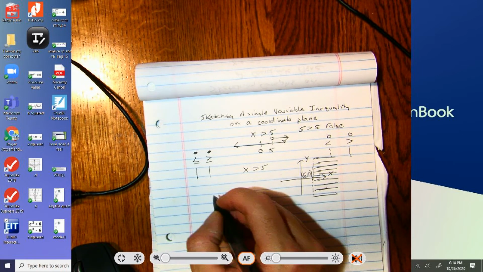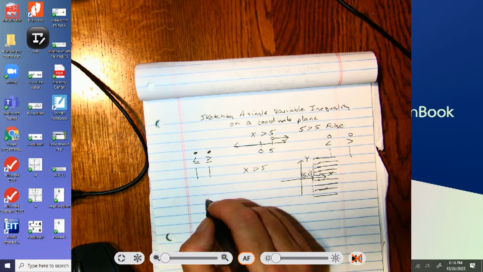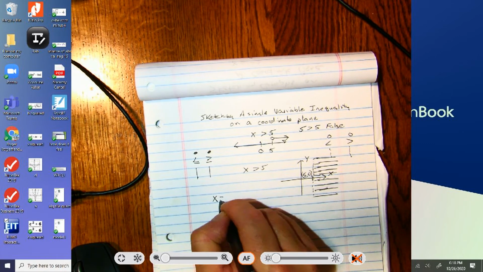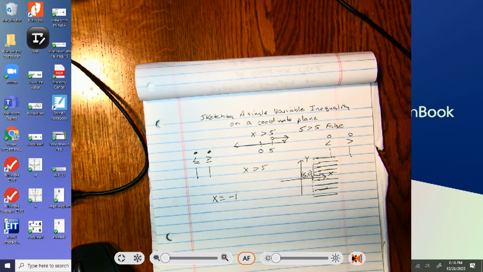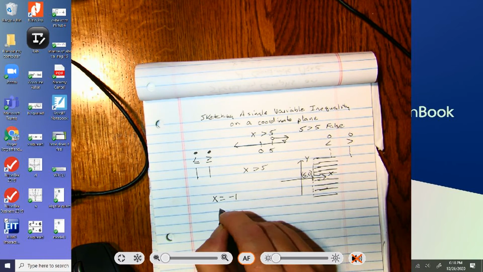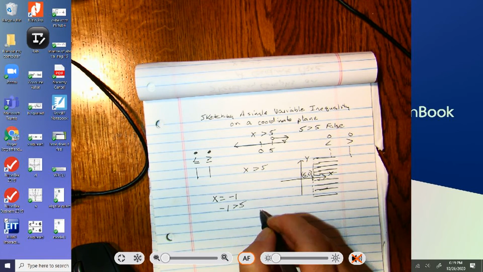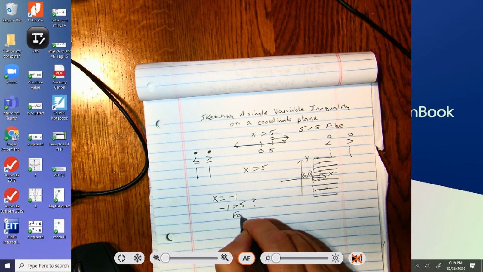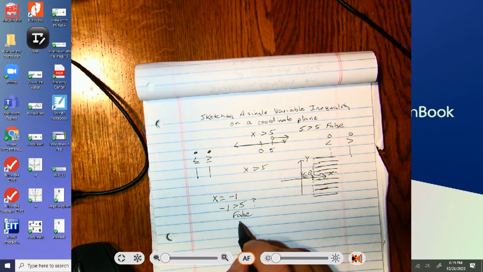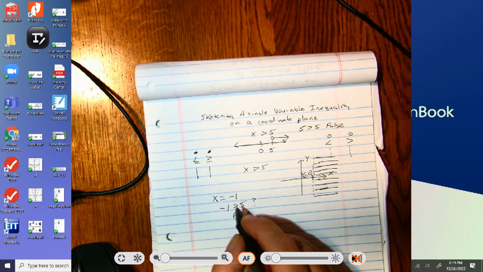Let's say that someone asked you, is this value x equals -1 part of the solution? To test, you will substitute like we did here. You will say, is this true? Is -1 greater than 5? And you will answer false. If you do not, I will suck your blood. No, I don't do that anymore. I'm cured. Anyway, false means that no, it is not part of the solution.